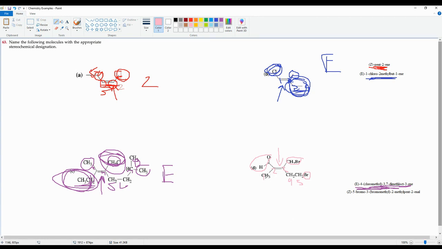So on carbon 2, we have a carbon group and an OH group attached. Obviously, the OH group is going to take priority. And then for carbon 3, we have a bromomethyl group attached, and then this long chain. But actually, we're going to give priority to this one as it attaches faster to the bromine. So since they're on the same side, it's going to be a Z isomer, and more specifically Z-5-bromo-3-bromomethyl-2-methyl-pent-2-enol.